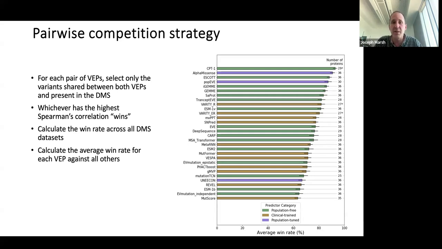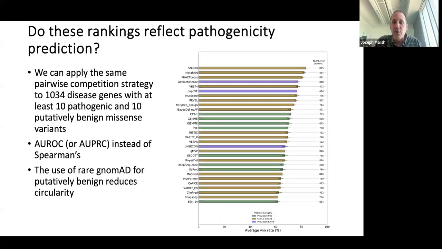But of course, the question that always comes up here is, this is just looking at how these methods agree with these experimental deep mutational scanning data sets. It's possibly totally independent of pathogenicity prediction, so predicting whether a variant causes disease, which might be a different problem. So we performed a similar analysis looking at pathogenicity prediction in a more traditional way. How well do these predictors identify disease mutations from mutations that don't cause disease?